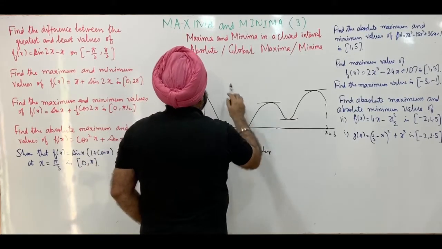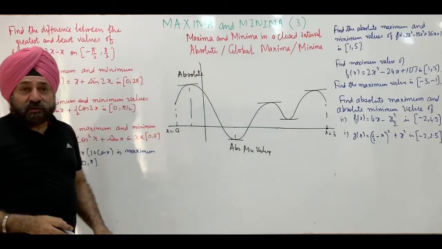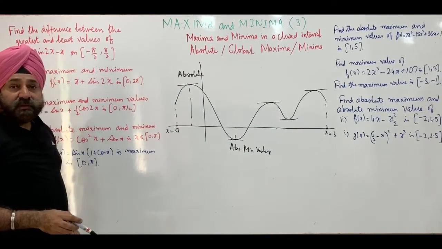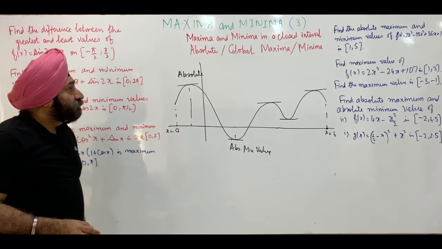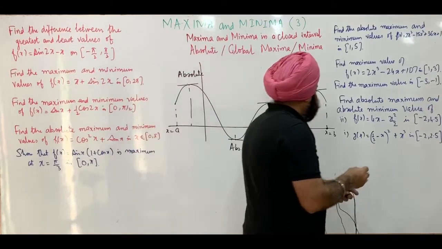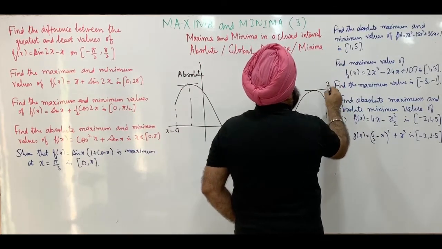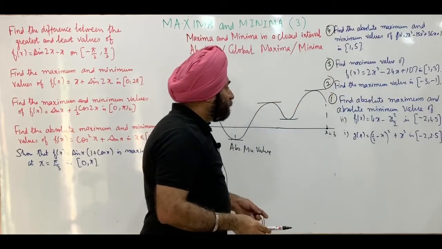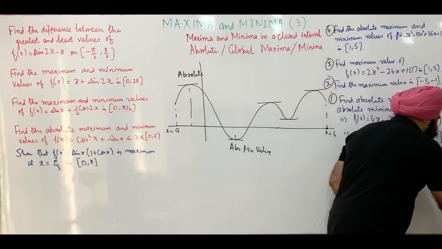Now this absolute maxima or absolute minima is also called global maxima or global minima, or maxima and minima in some closed interval. Now how do we solve questions? This is the first one. We have to find absolute maxima and absolute minima of the function.